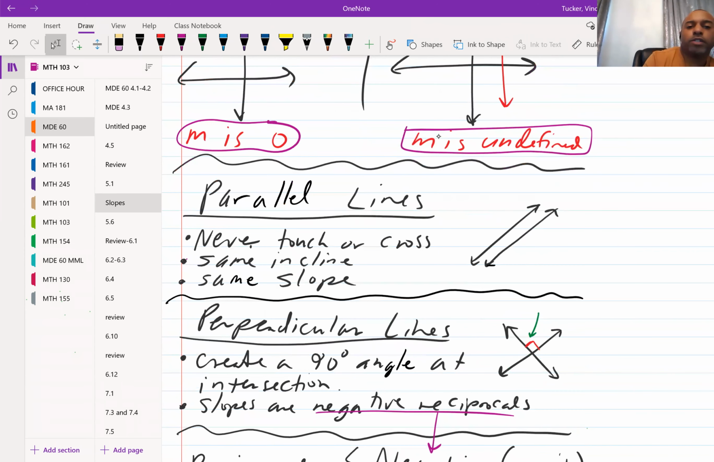All right. So parallel lines. So there are lines that never touch or cross. They have the same incline, in other words, the same slope. All right, they have the same slope. Perpendicular lines, they're lines that create a 90-degree angle at intersection. And their slopes are negative reciprocals of each other. So we'll talk about what that means in a second.